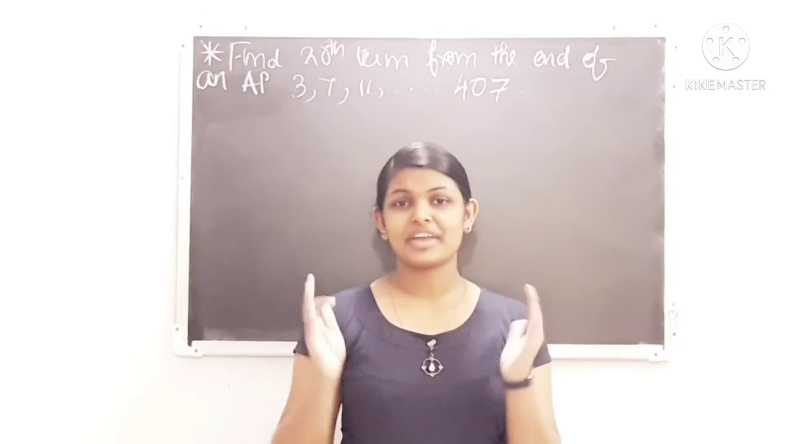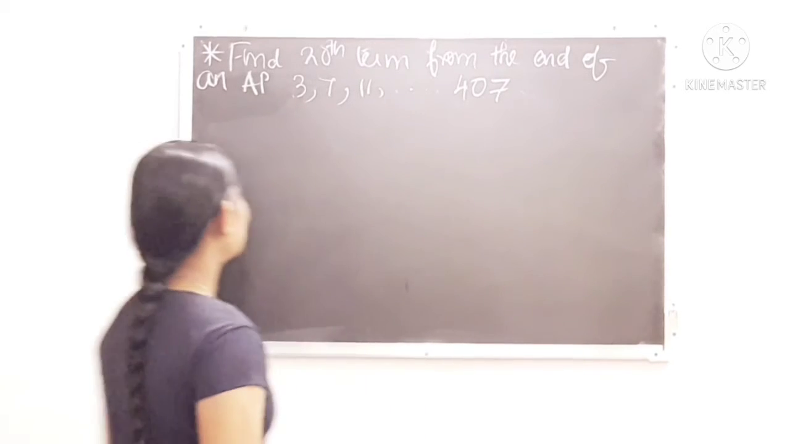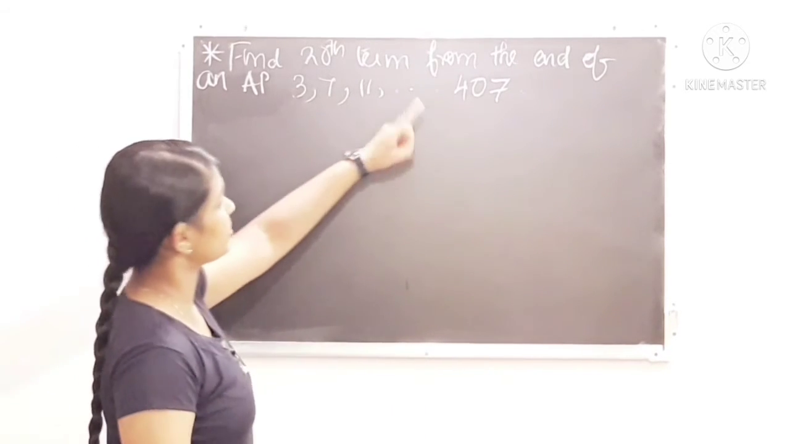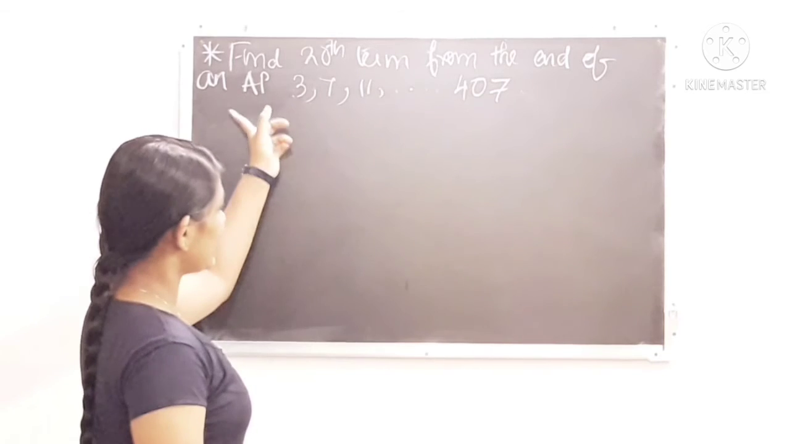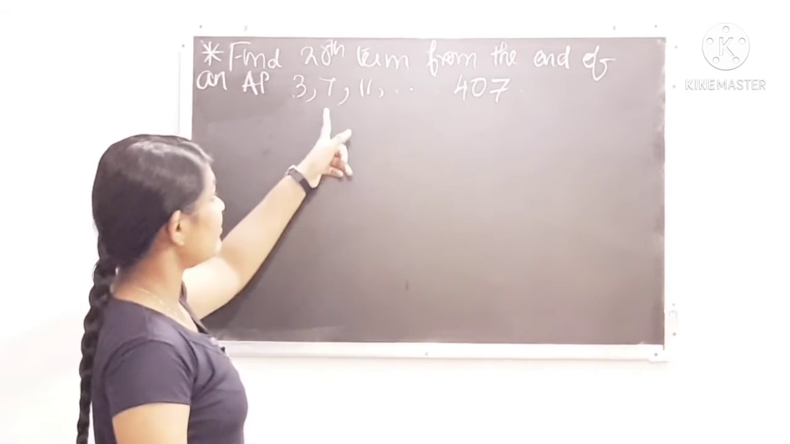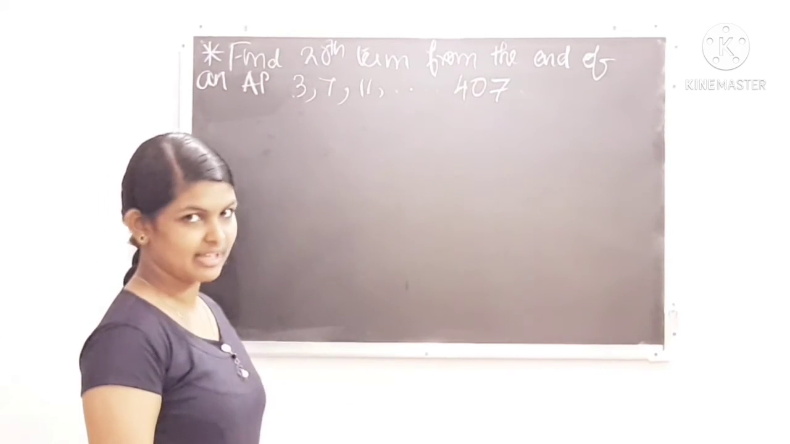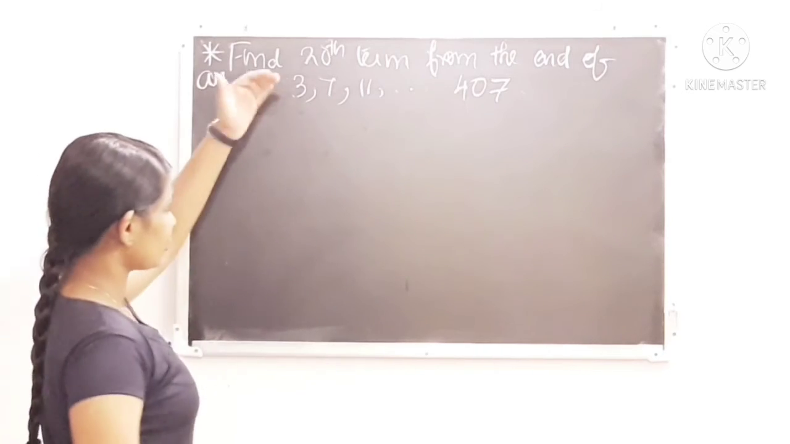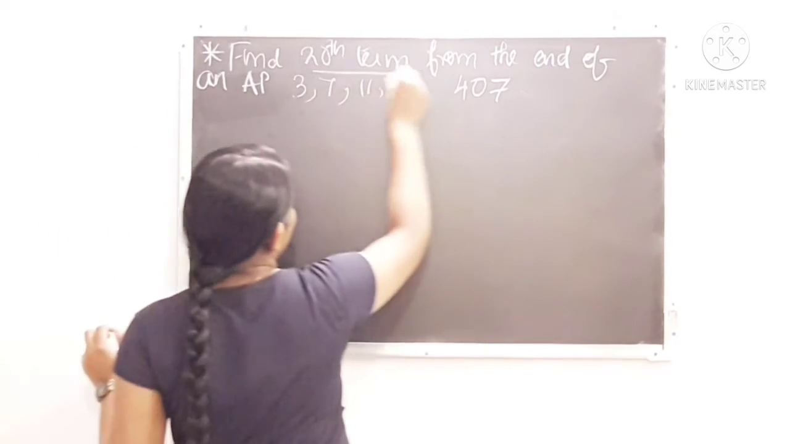Okay. Now we can discuss the third question. The third question is find the 20th term from the end of an AP, and the AP is given as 3, 7, 11, etc. 407. Okay. So, we have a question. That is 20th term from the end.